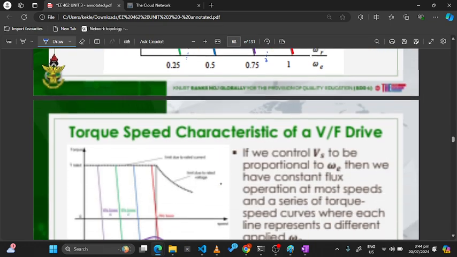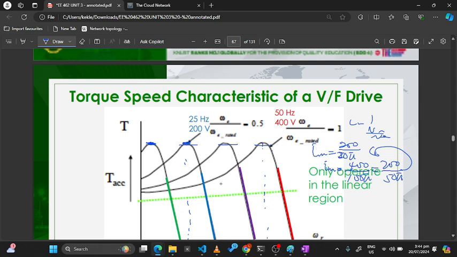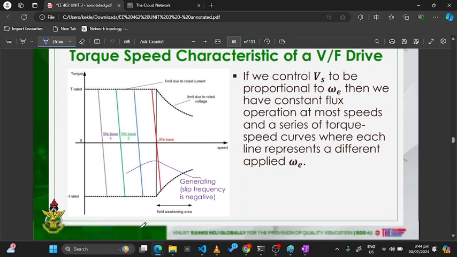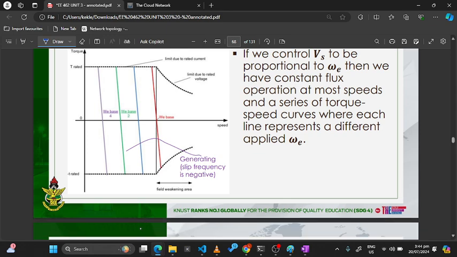Okay. So the part we are interested in is the linear portion over here. This portion, this portion, this portion. So if you just cut the top part and leave what we are interested in, this is going to give you this. Is that okay? Yes.